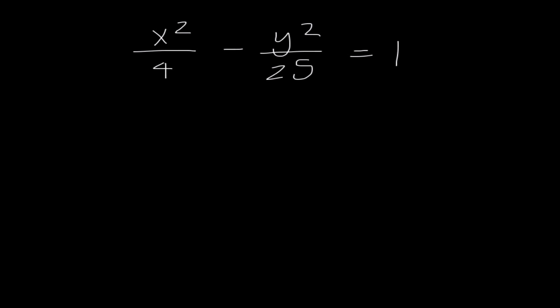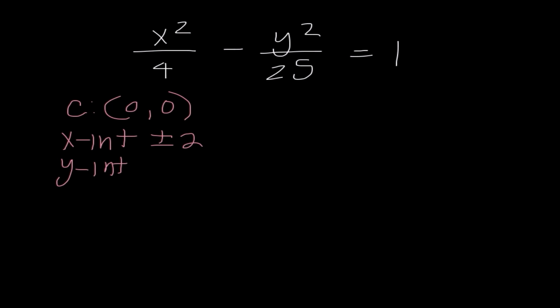Our next problem here is a hyperbola. I know it's a hyperbola because they're both squared and I have subtraction. And it's already in the correct form. So my center would be 0, 0 because I do not have anything in parentheses. My x-intercepts would be plus or minus 2. My y-intercepts would be plus or minus 5 because those are the square roots. Now the other thing I'm going to write to myself here is that this is on the x-axis, and I know I'm graphing on the x-axis because x is my positive variable.